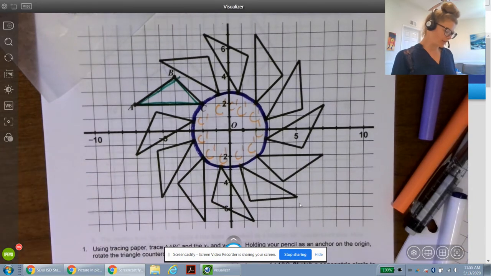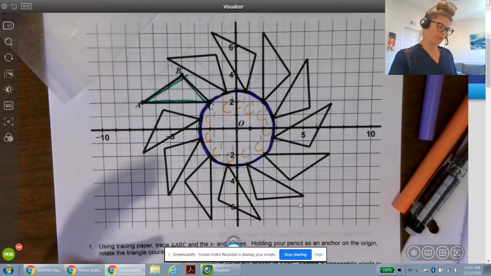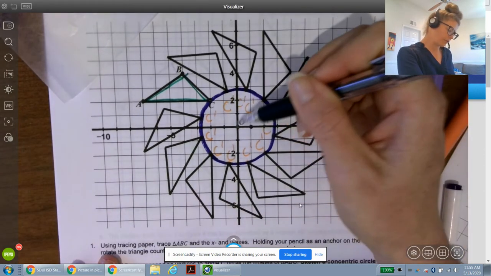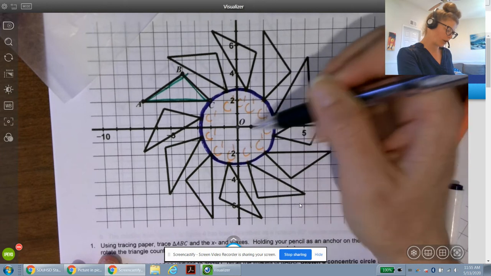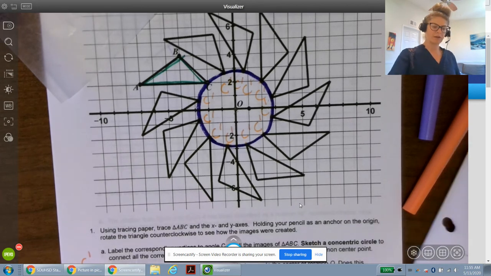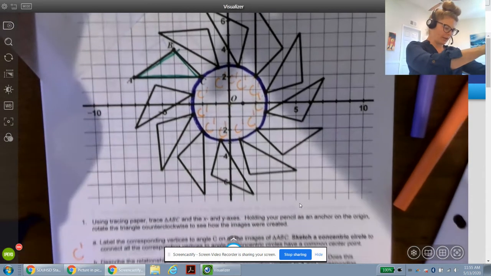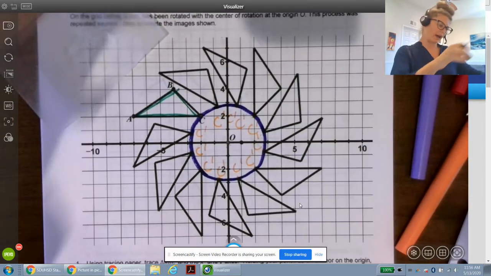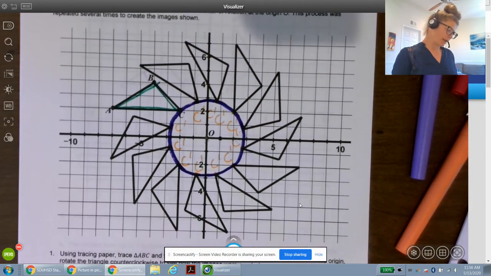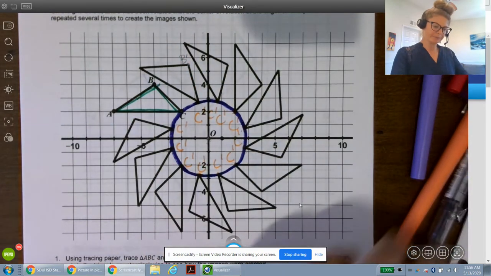So describe the relationship between angle C and its images to the center of rotation O. So what is the relationship from C to O, or any of these C primes to O? Does this relationship to the center of rotation hold true for the corresponding vertices to A and corresponding vertices to B? So we're going to write out what is going on here. Before we do that, let's take a look, and since this is B, this will end up being B prime.